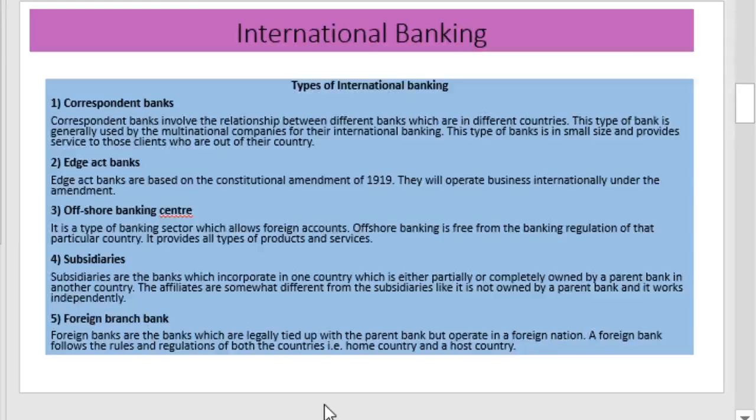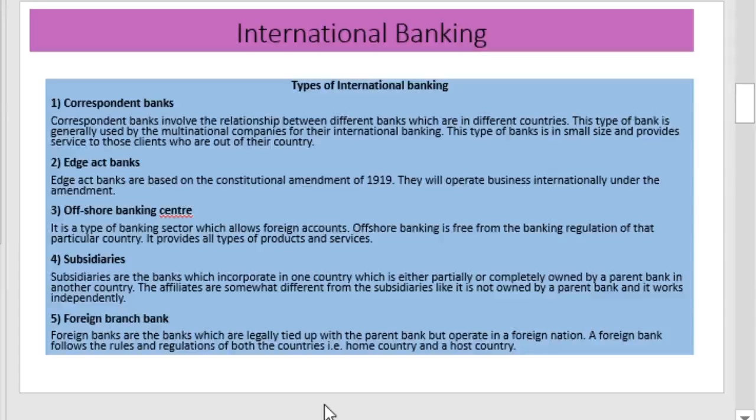It is a type of banking sector which allows foreign accounts. Offshore banking is free from the banking regulation of that particular country. It provides all types of products and services. This is also an international service, that is, offshore banking facilities. Then another type is subsidiaries.